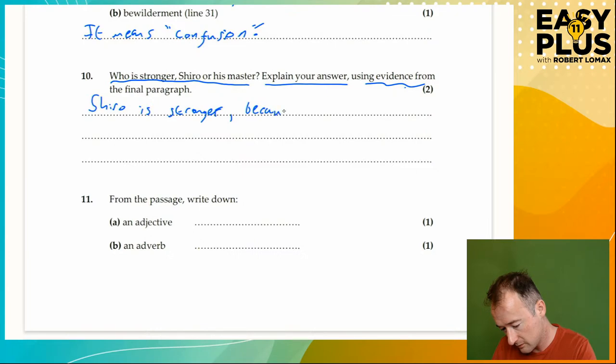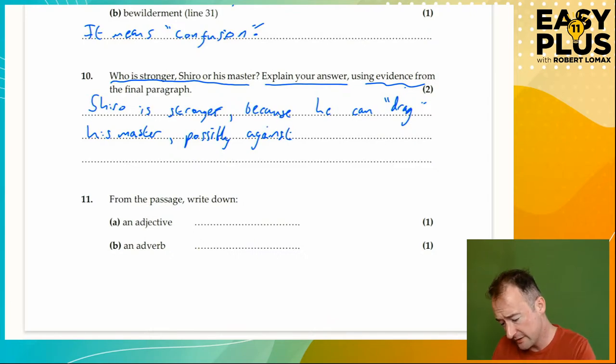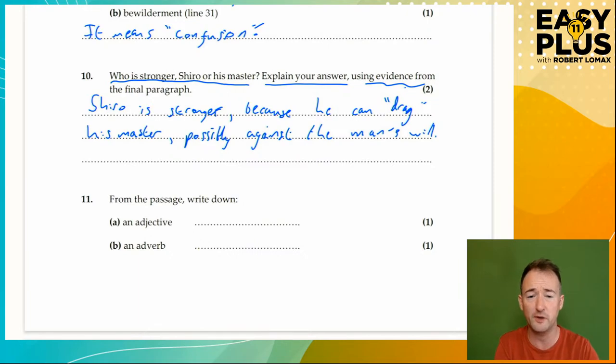Because he can, now we're going to use the evidence, drag his master, possibly against his will, just to really make the point clear. His is a bit of a problem because his could be Shiro, so possibly against the human's will or the man's will. To make it clear that it isn't against Shiro's will, that wouldn't really make sense. Shiro is stronger because he can "drag" his master possibly against the man's will.